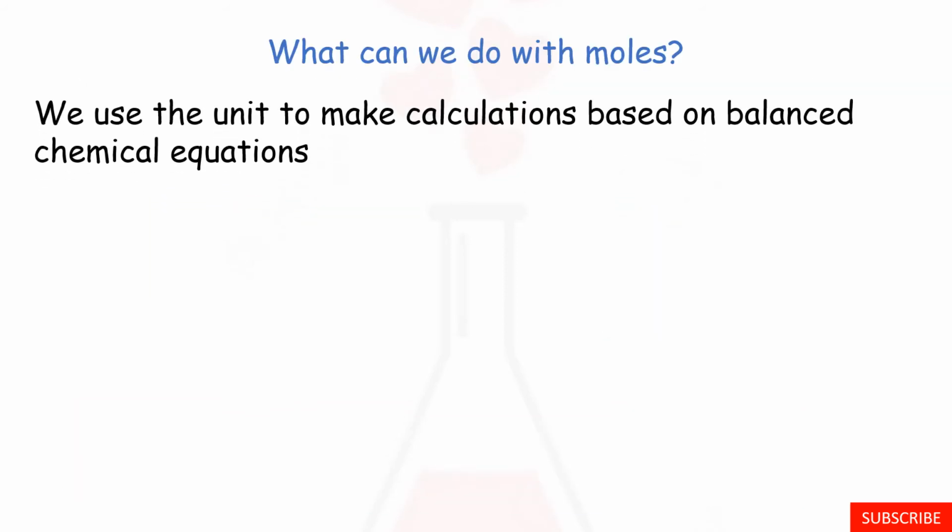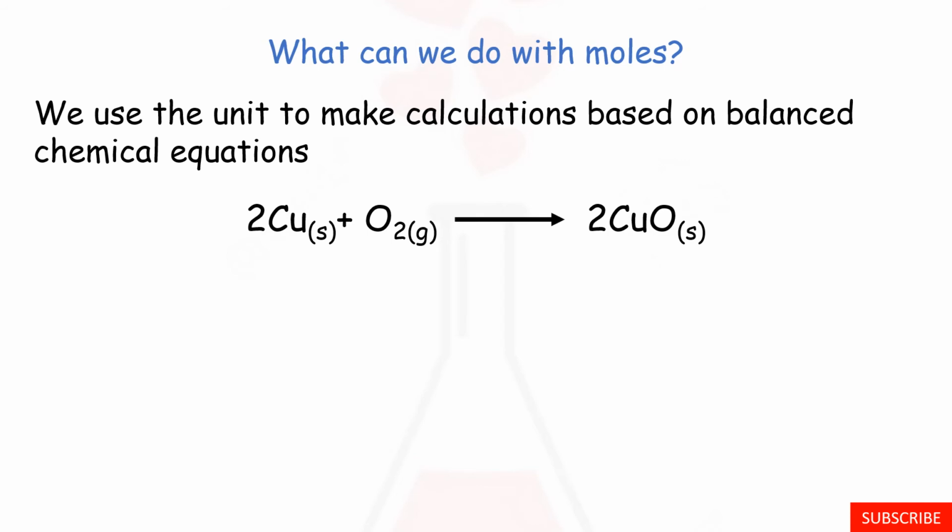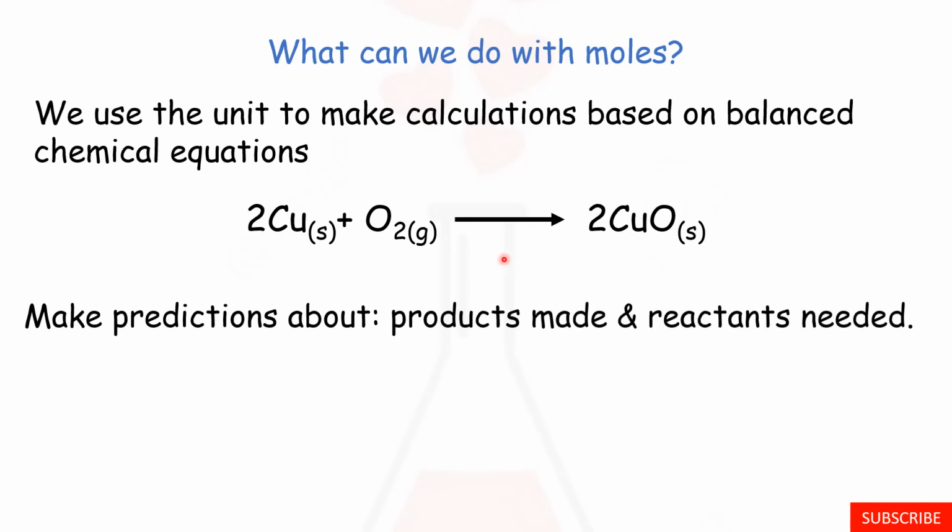What can we do with the moles? We can use the unit to make calculations based on balanced chemical equations. For example, copper reacting with oxygen to form copper(II) oxide. This is a balanced chemical equation. With this equation, we are able to predict the amount of the product made, which is copper(II) oxide, or the amount of the reactants needed, be it copper or oxygen.